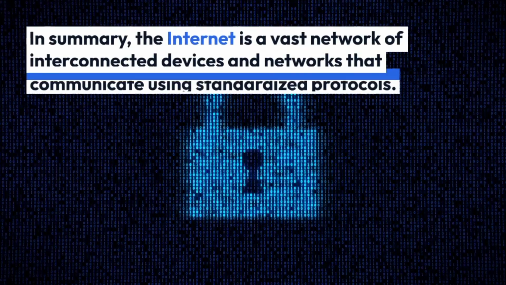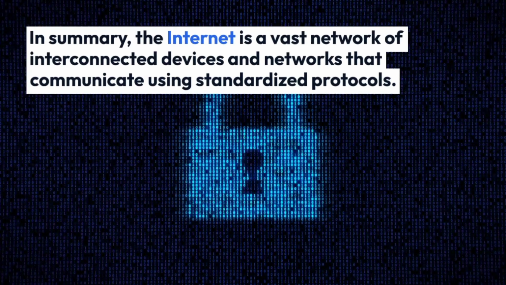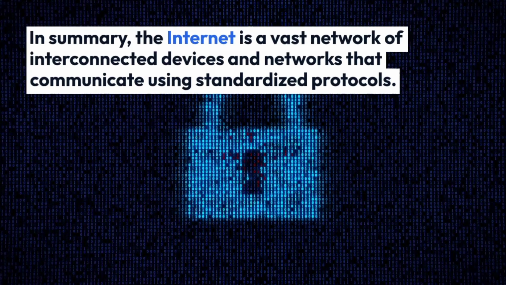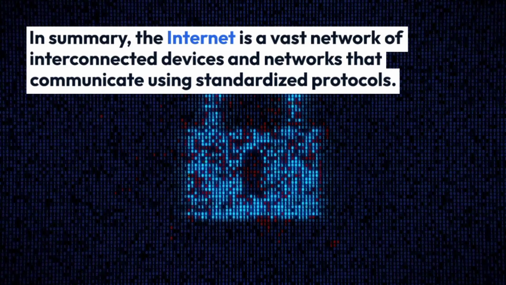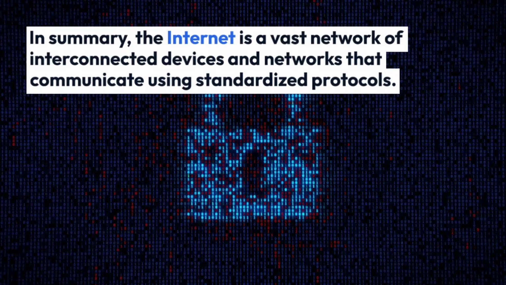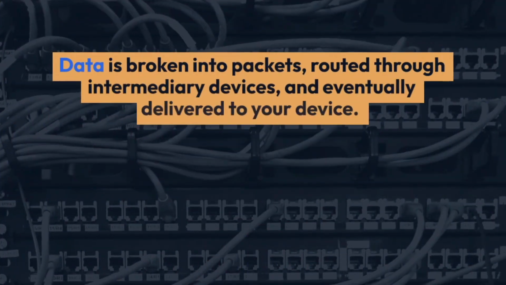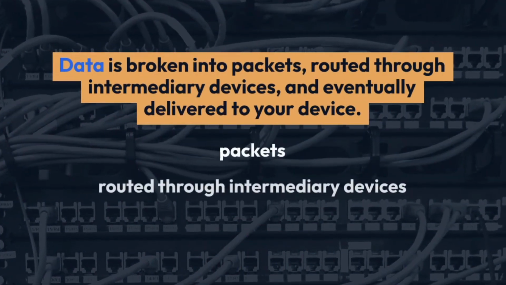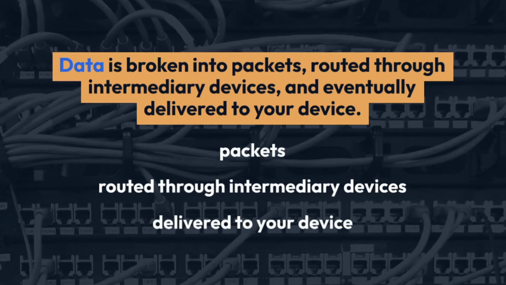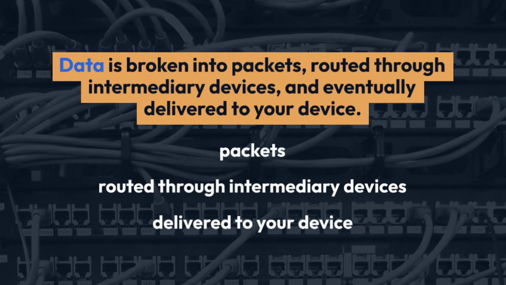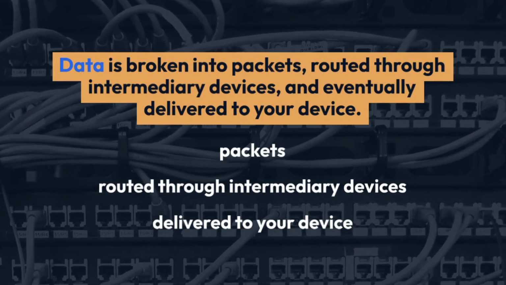In summary, the internet is a vast, interconnected network of devices and networks that communicate using standardized protocols. It relies on data packets, routing, DNS, and various layers of security to function. When you access a website or send a mail, your data is broken into packets, sent through a series of intermediary devices, and eventually reaches its destination where it's reassembled and delivered to your device.